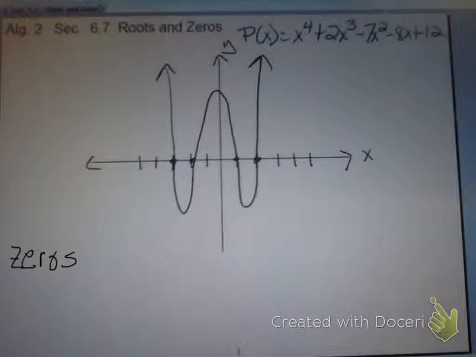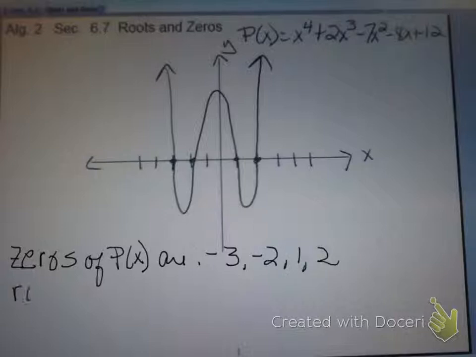Section 6.7, Roots and Zeros. If you plug this equation into your graphing calculator, you would get a graph that would look like this. You can very easily tell that the zeros of this graph are -3, -2, 1, and 2. The roots are also -3, -2, 1, and 2.